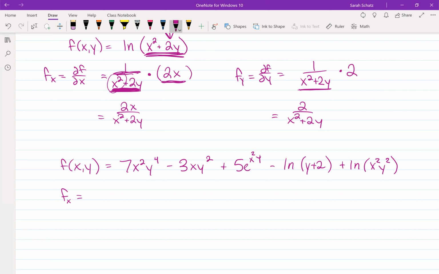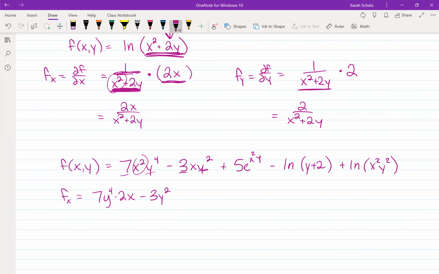With respect to x, treating y as if it's just a constant, I'm going to take the derivative of x squared, but then the 7 and the y to the 4th are going to come along as coefficients. So I'll go ahead and write those down. Then the derivative of x squared is 2x. Minus, y is a constant, so 3y squared is what comes down as the coefficient of x.